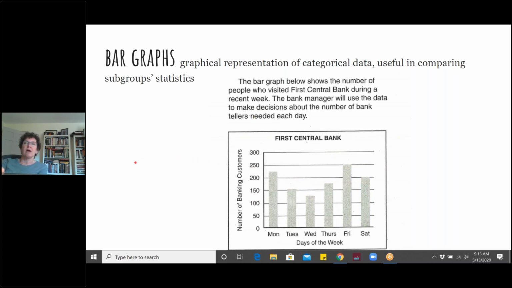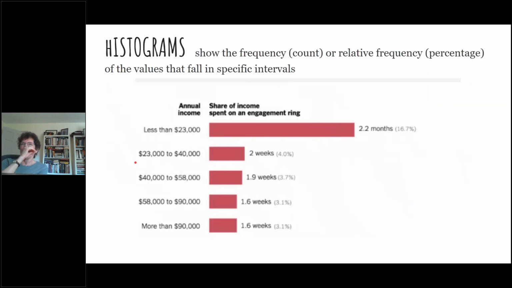Let's look at another kind of bar graph. A histogram. This doesn't represent one thing like Monday, Wednesday, whatever. This represents a range. So less than $3,000.